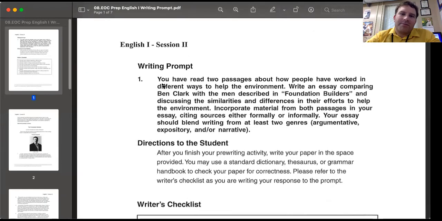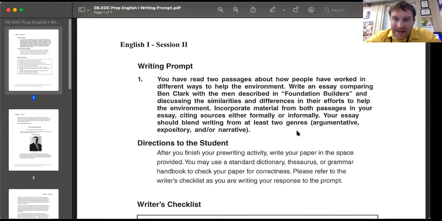So here's the prompt. You have read two passages about how people work in different ways to help the environment. Write an essay comparing Ben Clark with the men described in Foundation Builders and discuss the similarities and differences in their efforts to help the environment. Incorporate material from both passages in your essay, citing sources either formally or informally. Your essay should be blended writing of at least two genres: argumentative, expository, and/or narrative.